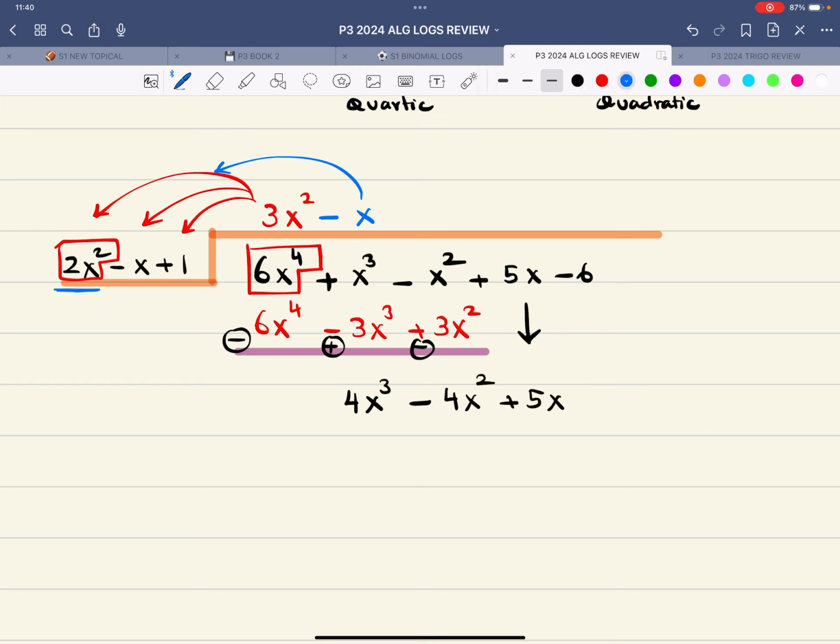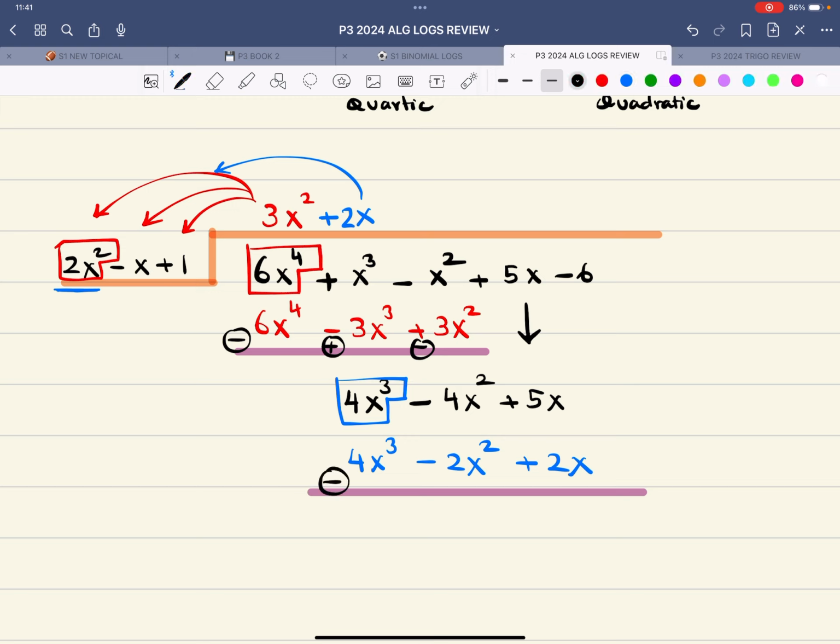Now let me repeat the same process. 4x cubed over 2x square, that is a positive 2x. All good? All clear? Yeah. So now multiply. This is 4x cubed. This is negative 2x square. This is positive 2x. Draw this line. Change the sign and add.